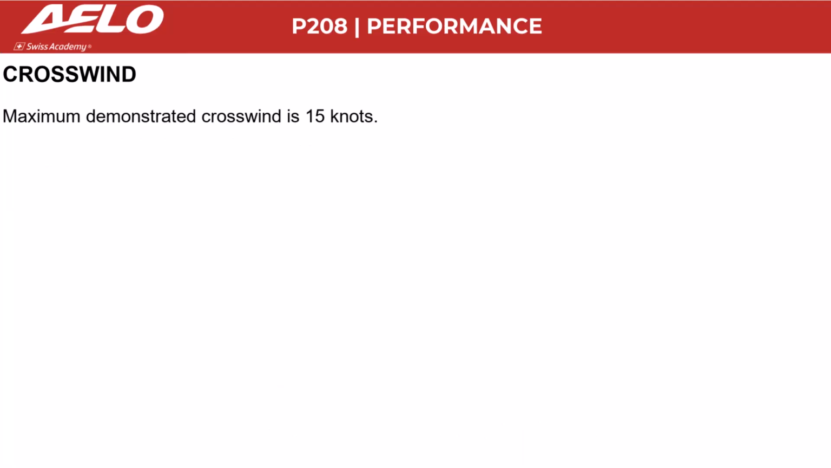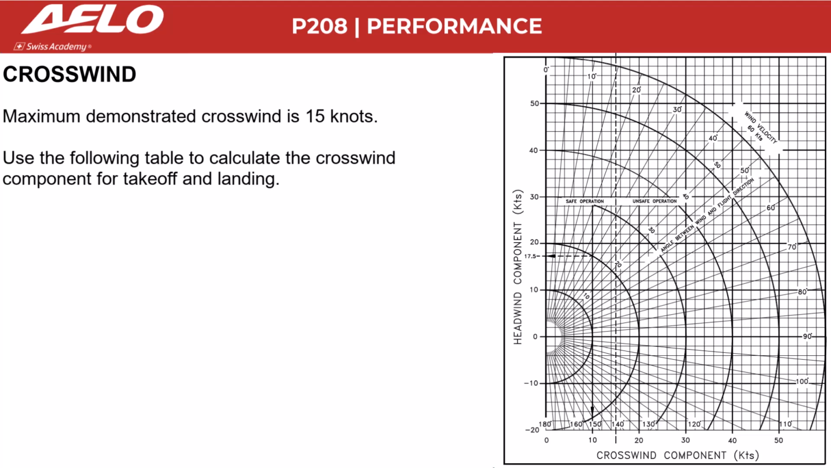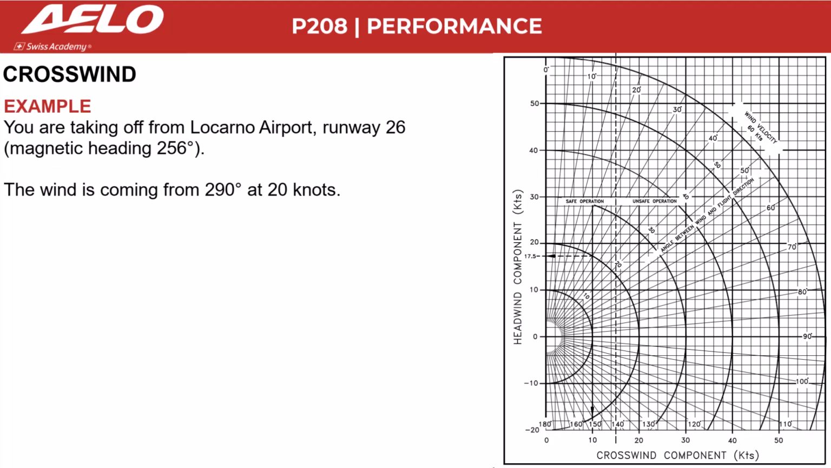Crosswind. Maximum demonstrated crosswind is 15 knots. Use the following table to calculate the crosswind component for takeoff and landing. Example, you are taking off from Locarno Airport, runway 26, magnetic heading 256 degrees. The wind is coming from 290 degrees at 20 knots. The angle between runway heading and wind direction is 34 degrees.